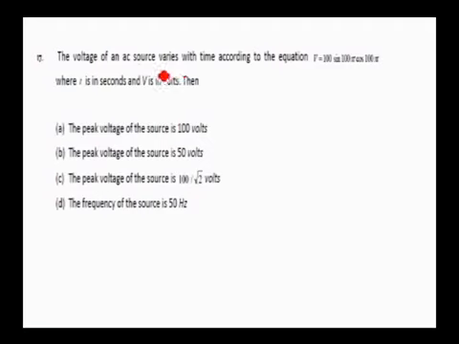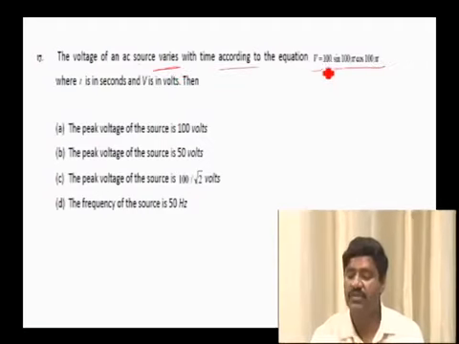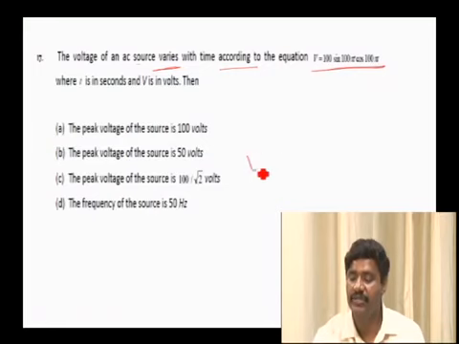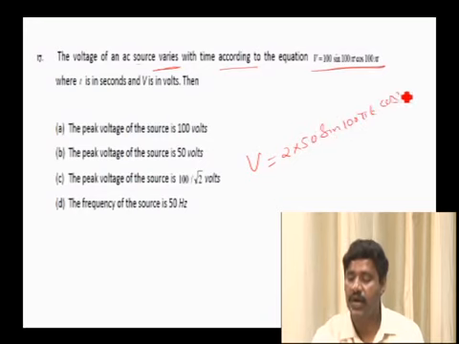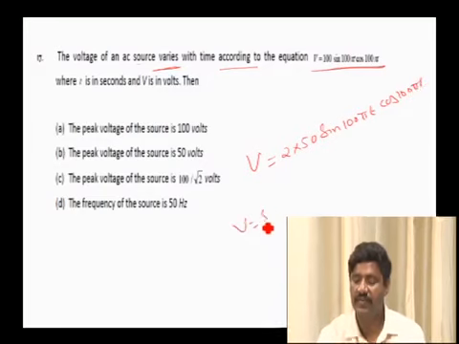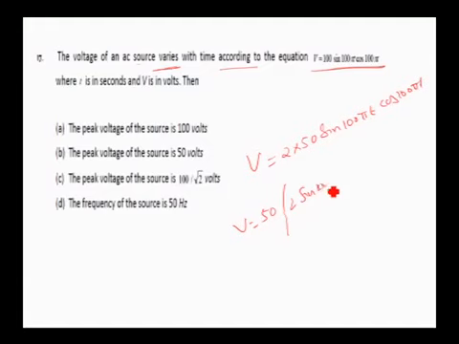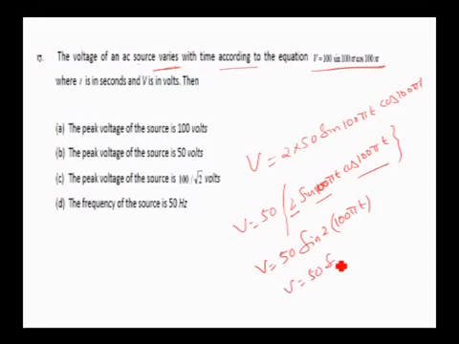The voltage of an AC source varies with time according to the equation V equals 100 sin 100 pi t cos 100 pi t. I will change this pattern to 2 times 50 sin 100 pi t cos 100 pi t. Suppose I write 50 into 2 sin 100 pi t cos 100 pi t. This is in the form of 2 sin theta cos theta, that is equivalent to sin 2 theta. Theta is 100 pi into t. Finally, the expression will be sin 200 pi t.